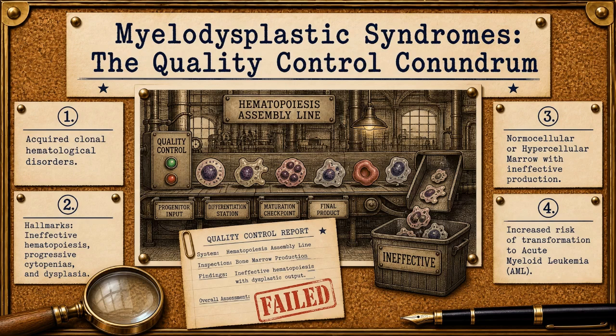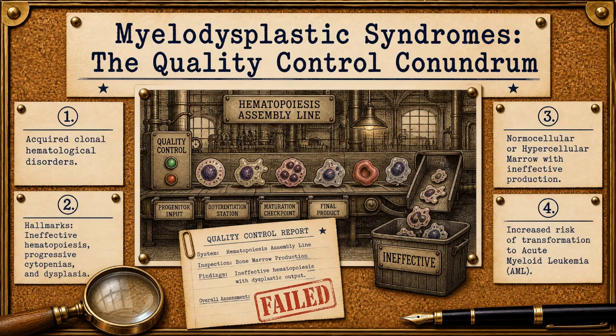Ineffective hematopoiesis means that even though the bone marrow might be trying its best to make blood cells, the cells it produces are often abnormal and die prematurely, either in the marrow itself or shortly after being released into the peripheral blood. It's like the factory is producing a lot of products, but most of them are faulty and get discarded before they can even reach the market.